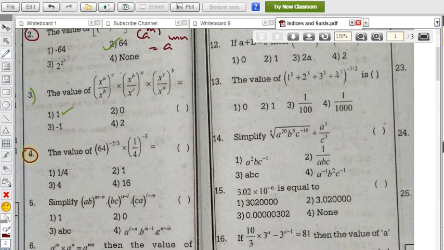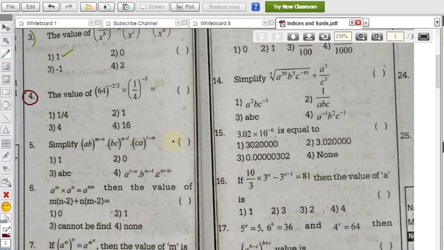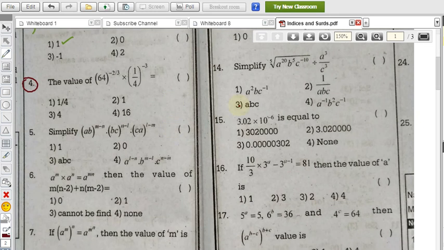Fourth one, the value of 64 to the power minus 2 by 3 into 1 by 4 whole power minus 3. Indices formulas only I am applying, nothing more. But in every question, if you make the base the same, then it's easy to solve. Here 64 is the base, but here the base is 1 by 4. So we should make the bases the same, then only we can apply the formulas. Not only this, remaining questions also similar.